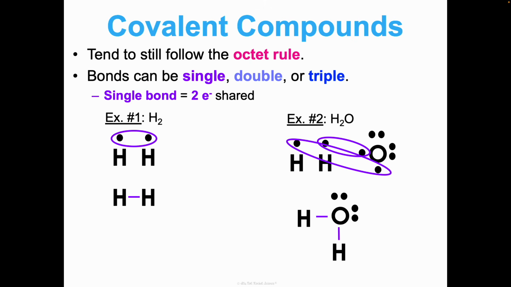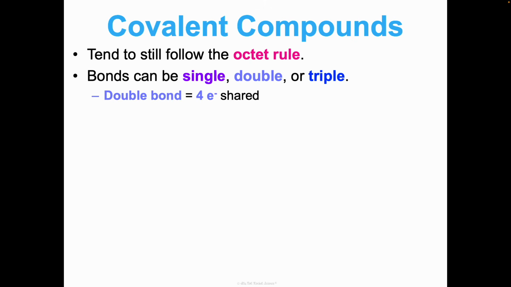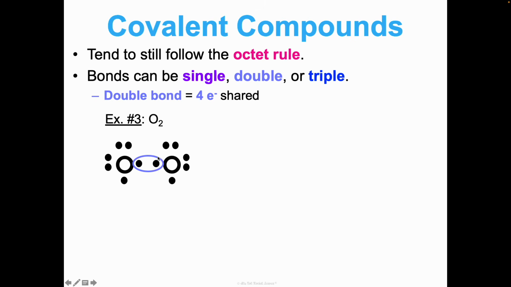Now let me show you what a double bond looks like. A double is when 4 electrons are shared. So let's look at oxygen, O2. I draw my 2 Lewis structures. These will share and these will share. So that's 2 circles, 2 dashes between the same 2 atoms. So it would be rewritten like this.